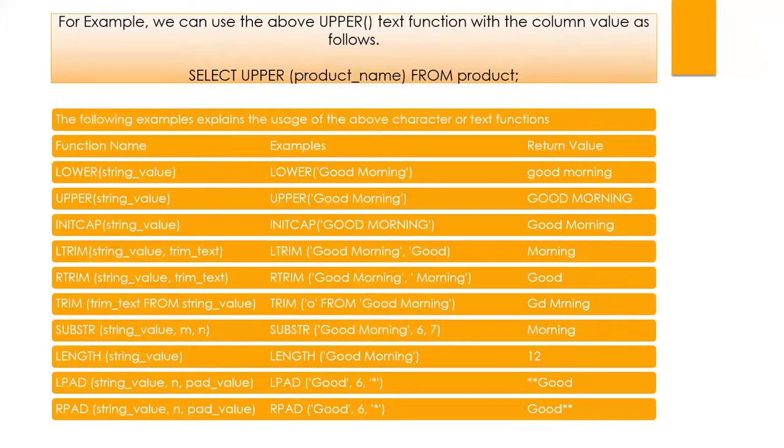Lpad of 'good', comma, 6, comma, asterisk. The length of the string is 6, the letters are 4, so the remaining 2 places, 2 asterisks, are displayed. Rpad of 'good', comma, 6, comma, asterisk. So after 'good', 2 asterisk symbols are displayed.